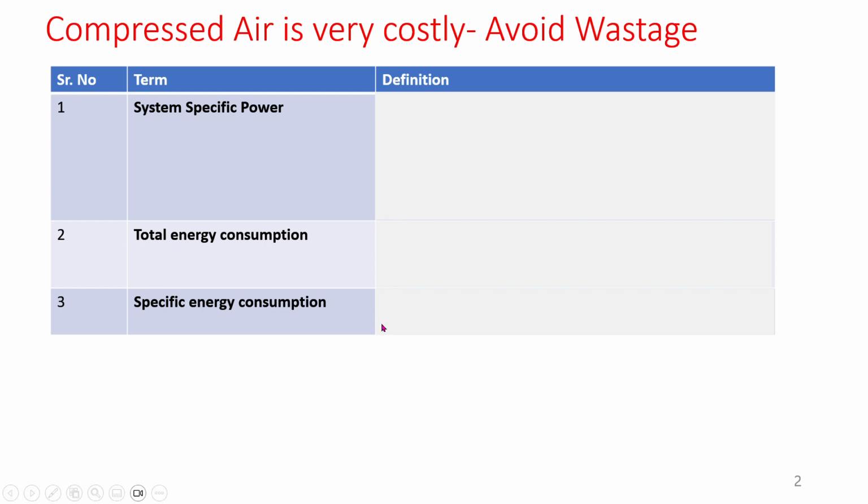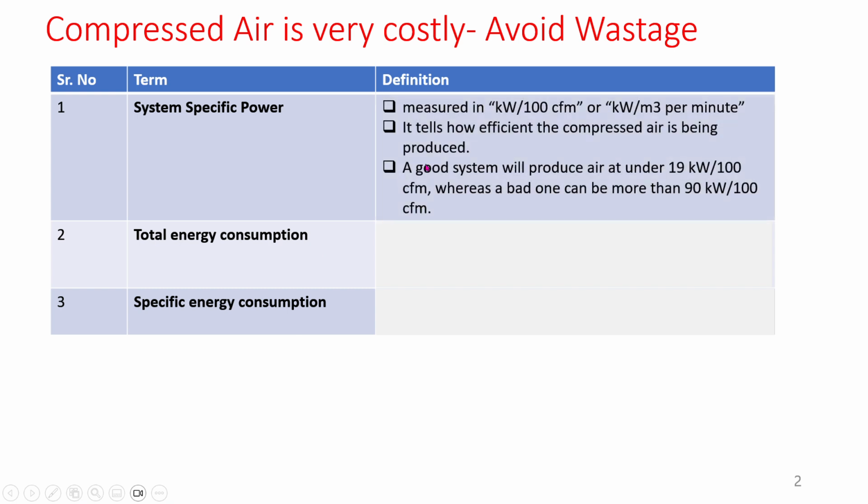We normally measure compressed air performance in three ways: system specific power, total energy consumption, and specific energy consumption. System specific power means how many kilowatts are required to produce 100 cubic feet per minute, or per meter cube per minute. It tells you how efficiently the compressed air is being produced.